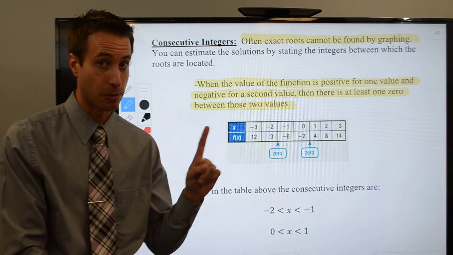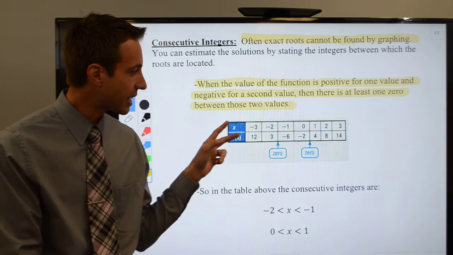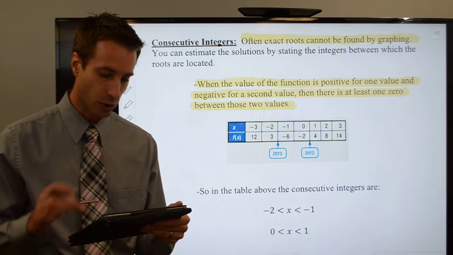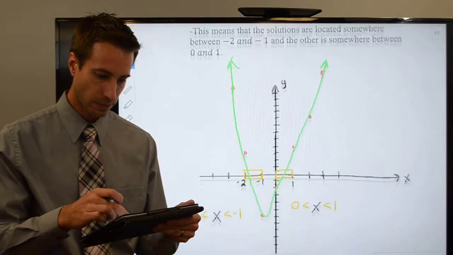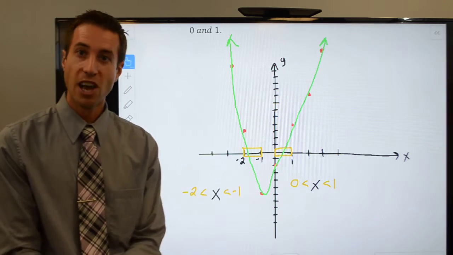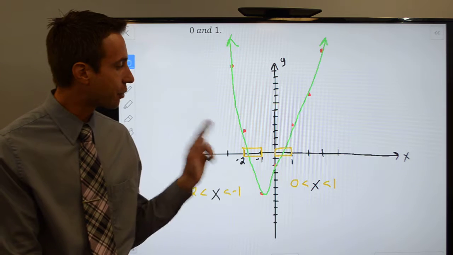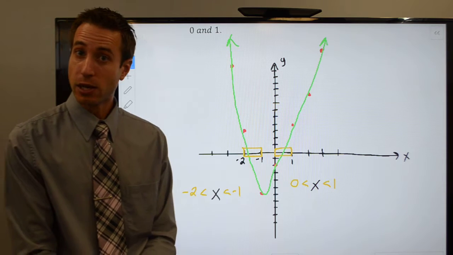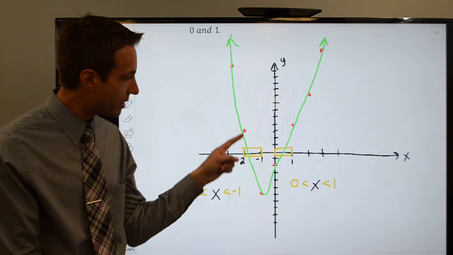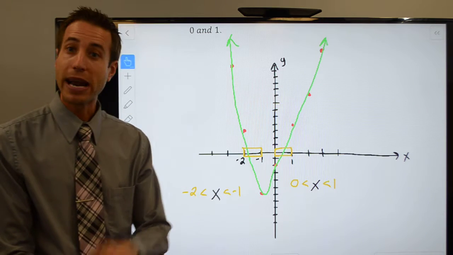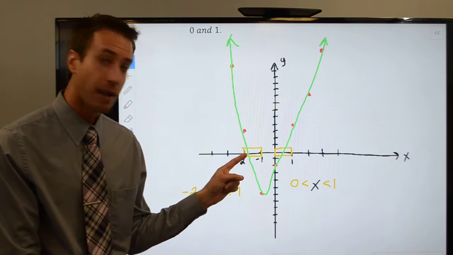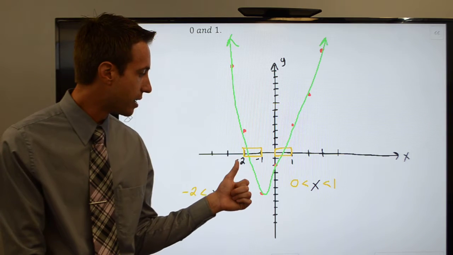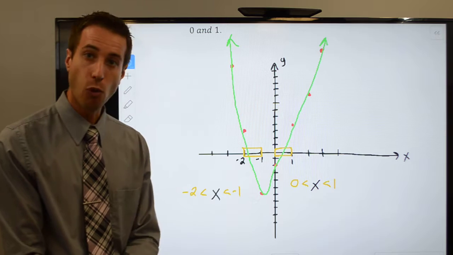I will come back to this table in just a second, but what I've done is I've taken all of the values from this table and I've graphed them for you. Let me show you the graph. There it is. All of the values in that table I have graphed for you guys right here. Now, what you'll notice is that when I connect all of these dots with my line, my graph crosses the x-axis between -2 and -1.